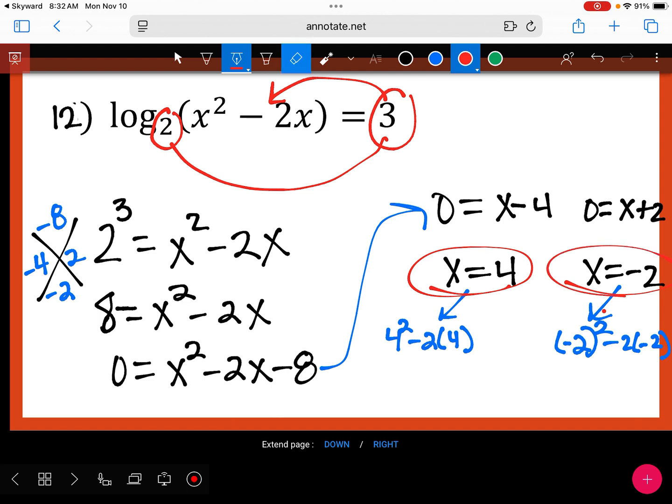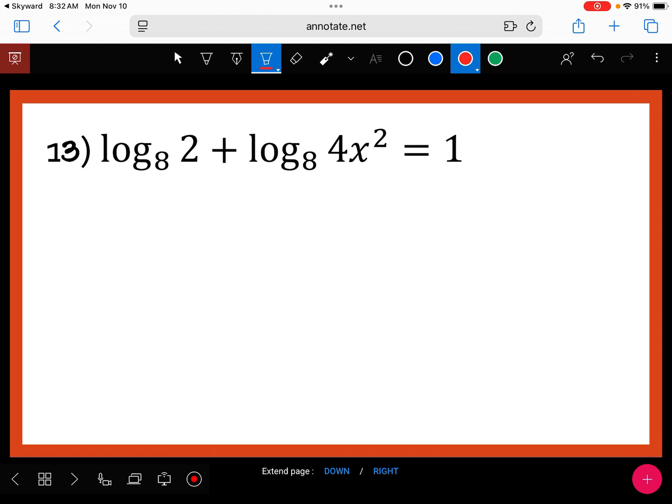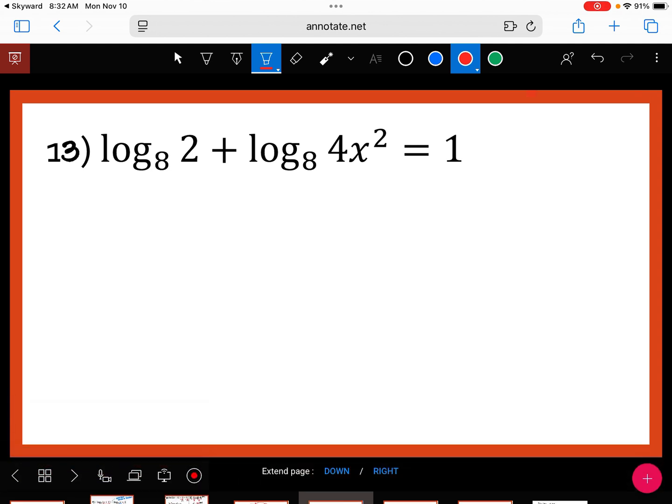So again, I'm substituting it here. I don't care what it is, it just has to be positive. You cannot take the log of a negative. If you type in your calculator log of negative 3, it's going to give you an error. Okay, let's look at number 13. Now this one is a property. So I'll give you a few minutes to try to do this one on your own, and then we'll come together.